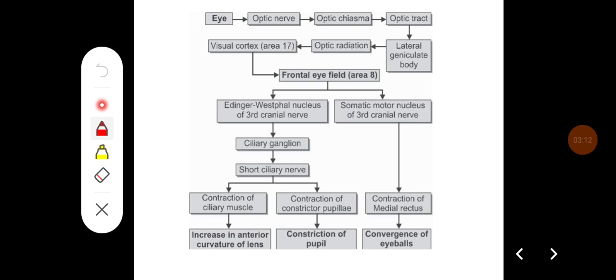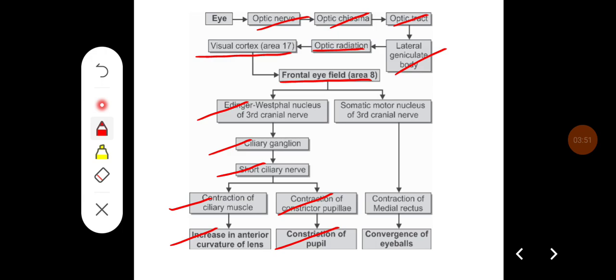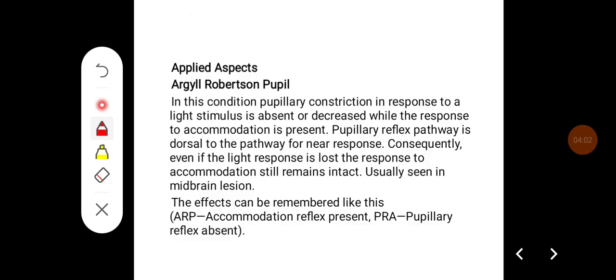So when a visual response is seen in the eye, it passes through the optic nerve, optic chiasma, optic tract, then enters the lateral geniculate body, optic radiation, then goes to the visual cortex, area number 17. From there it goes to the frontal eye field area. From there it goes to the Edinger Westphal nucleus of the third cranial nerve, and through the ciliary ganglion, through short ciliary nerves, leads to contraction of the ciliary muscle and increase in the anterior curvature of the lens, and similarly contraction of the constrictor pupillae leads to the constriction of the pupil. And at the same time, there will be stimulation of the somatic motor nucleus of the third cranial nerve, which causes the contraction of the medial rectus, which leads to convergence of the eyeball.